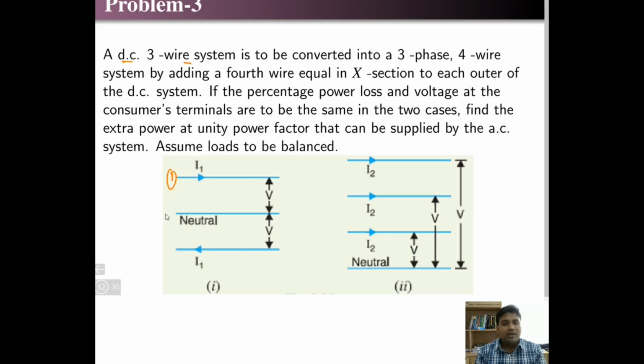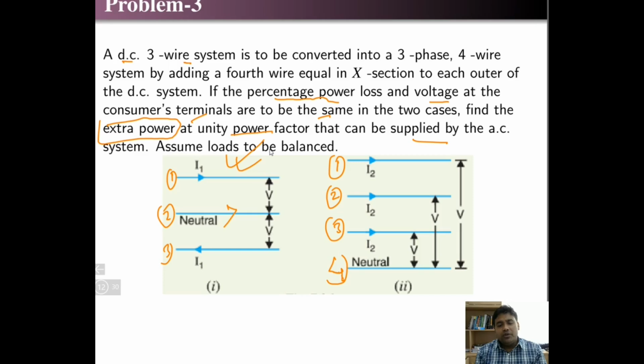You can see that here we have 3 wires, where the central wire is the neutral wire, which is converted into a 3-phase 4-wire system. So here you have 3 phases and the 4th wire is your neutral wire. Now you have to find the percentage power loss and voltage at the two terminals, which remain the same for the two cases. What is the extra power supplied by the AC system at unity power factor? Again, the load is balanced. Similarly to the previous problems, we will try to solve these problems on similar ground.